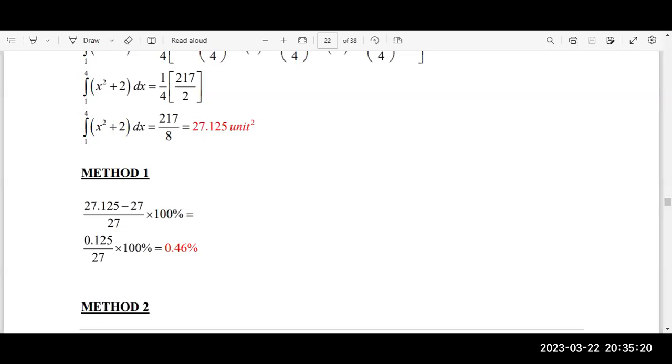So how did you get 0.46? Clarify for me, please. Clear your calculator. I get 4.6 some more numbers, times it by 100. No, 0.125 over 27 times 100%. You should get about 0.4629 something. That's what you got?